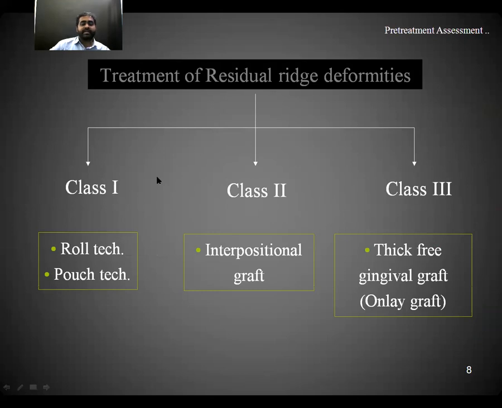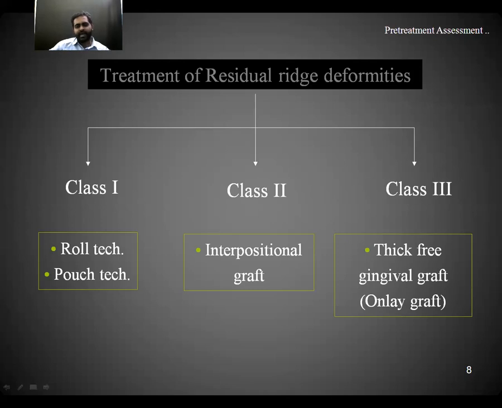So, what are the treatment possibilities for the deformed ridges? Class 0 doesn't require any treatment modality. We can straight away go for the fabrication of the bridge or the tooth preparation. In class 1, we should go for periodontal aesthetic procedures like the roll technique or pouch technique, which will increase the width of your labial contours.